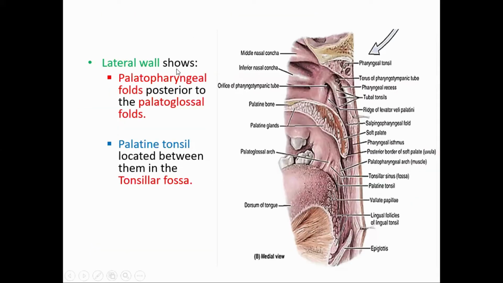See, the lateral wall of the oropharynx presents two folds. Anteriorly is the palatoglossal arch, or palatoglossal fold, containing the palatoglossus muscle, and posteriorly is the palatopharyngeal arch containing the palatopharyngeus muscle. In between the palatoglossal arch and the palatopharyngeal arch, there is a fossa named the tonsillar fossa, which lodges the palatine tonsil, or the tonsil.